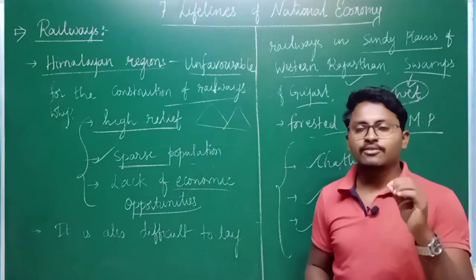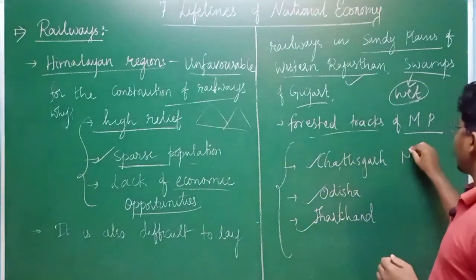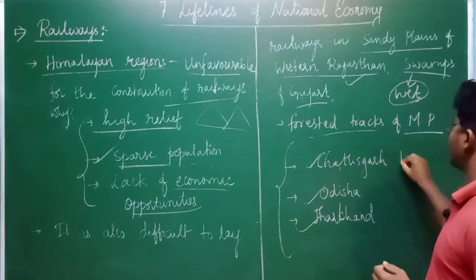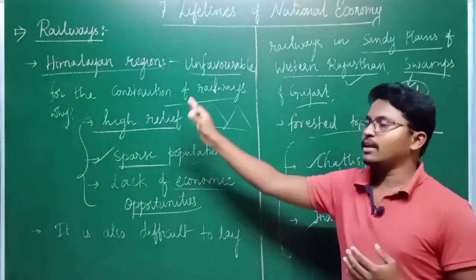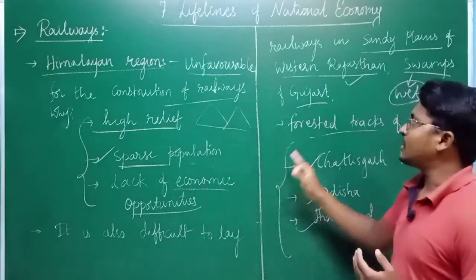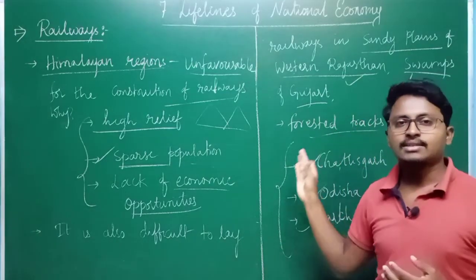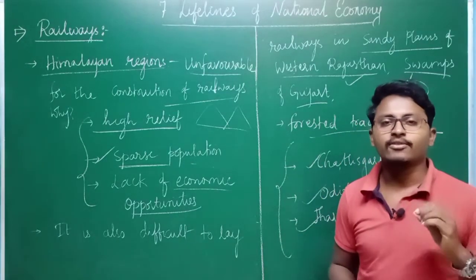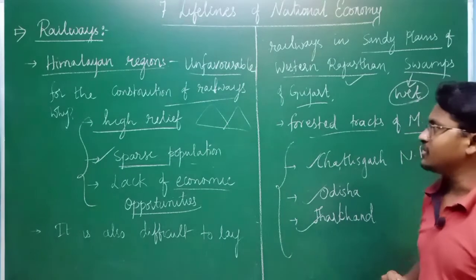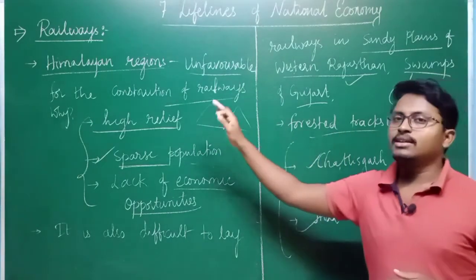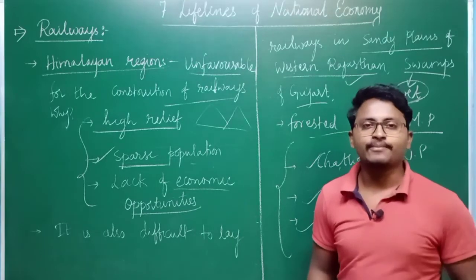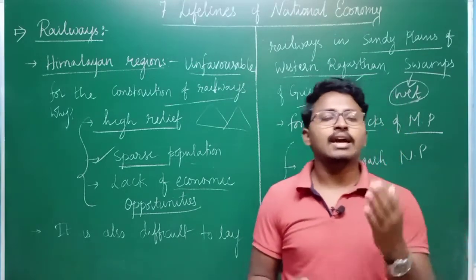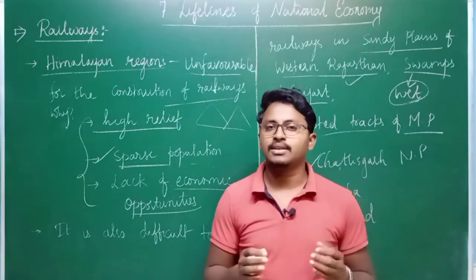Therefore we can understand that the northern plains are highly favorable for the construction of railways, whereas other places like the Himalayas or the sandy regions of Rajasthan are highly unfavorable. So with this we have discussed how the railways are distributed over the country. Next we will see the difficulties or challenges faced by the railways at present in the country.